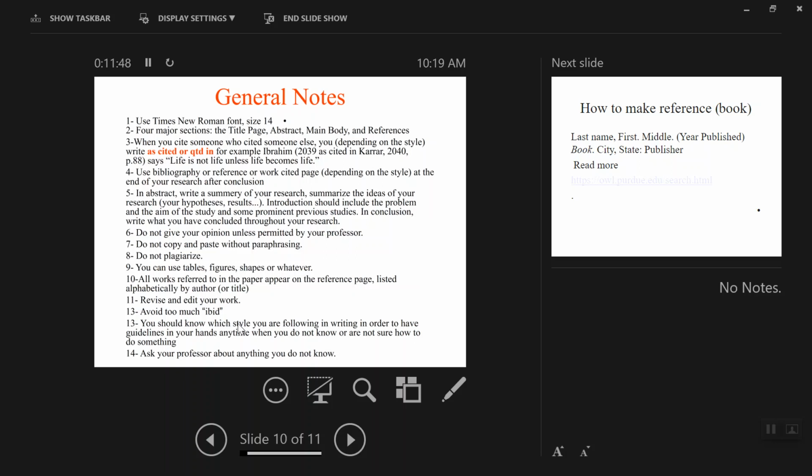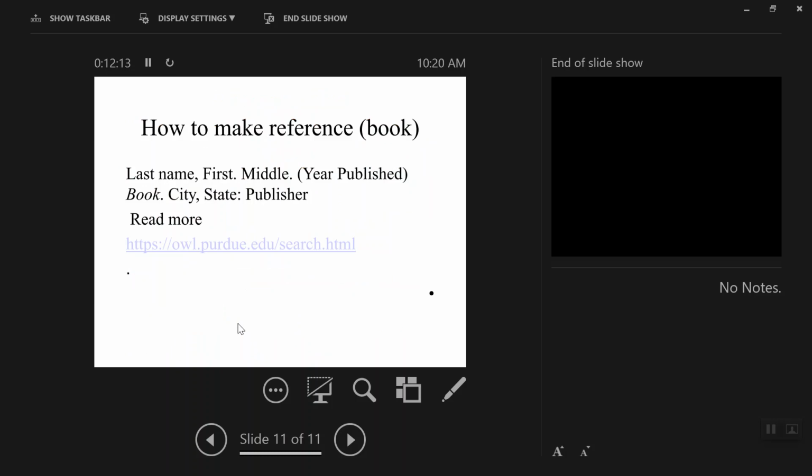And last point, ask your professor. You have a supervisor. Ask him. Don't go home and sleep. Ask him about anything you don't know. You go to him. Speak with him. What can I do? What shall I do? I want to look for sources. I want to write, etc. How to make references?